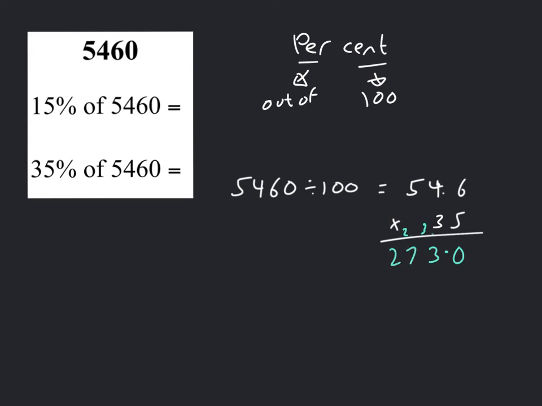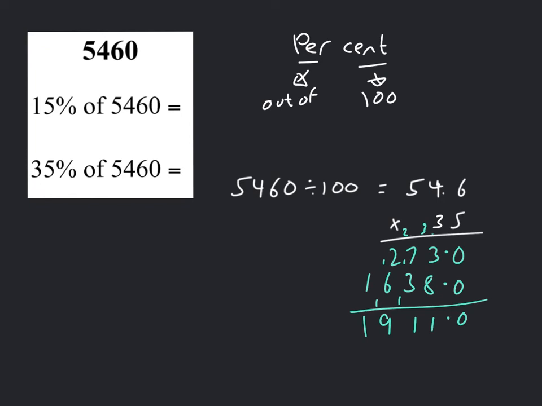And don't forget your magic 0 as well. 3 6s, 18. 3 4s are 12, add 1 is 13, and 3 5s are 15, plus 1 is 16. And then you add them together. And there's your answer for that one.